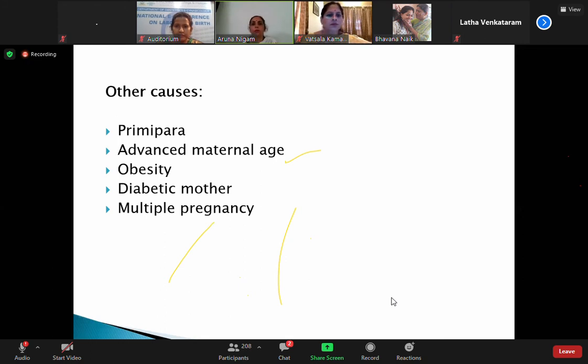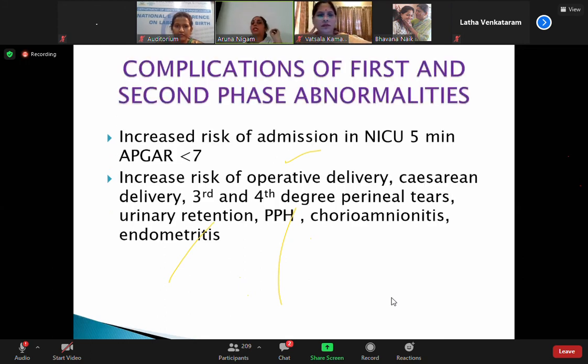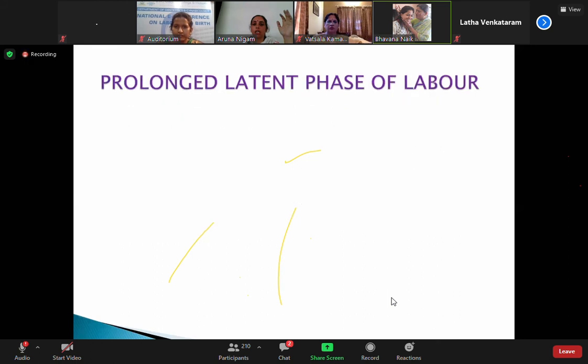So what do the complications of the first and second phase abnormalities show? If you don't diagnose it properly, there can be an increased risk of admission to an ICU, and a 5-minute APGAR score can be less than 7. There is an increased risk of operative delivery, cesarean delivery, 3rd and 4th degree perineal tears, urinary retention, PPH, chorioamnionitis, and metritis.